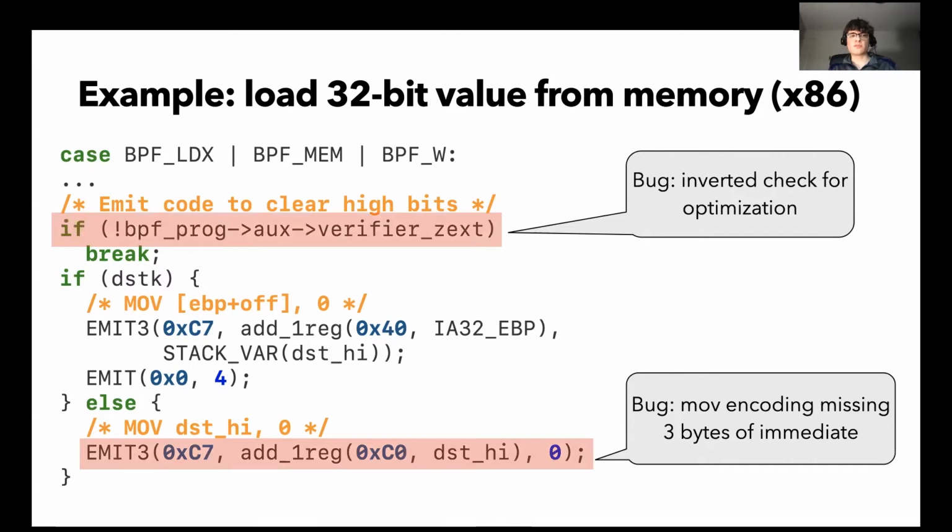First is that the check for the optimization is inverted. As it's written, this JIT will evaluate the break statement if the optimization is disabled, which means if the optimization is disabled, the values of the registers after this will be wrong.